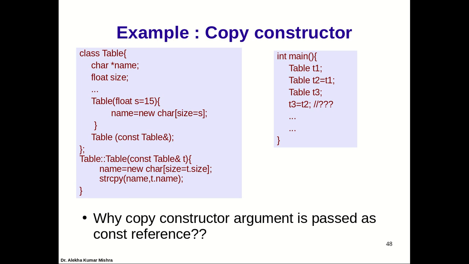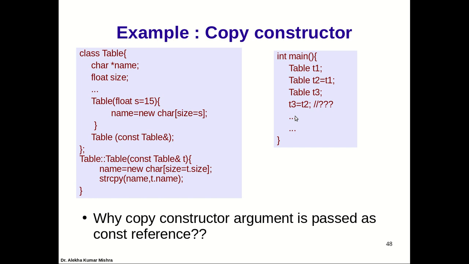Then in main, table t1 object is created, then table t2 equal to t1. The copy constructor is called. Table t3, a new object is created. But when you write t3 equal to t2, some people assume that this calls the copy constructor. No, it is still the bitwise copy assignment. If you do it like this, it is always the bitwise copy assignment. It is not going to call the copy constructor. The copy constructor is only called when you write t2 equal to t1 or you write t2 with t1 in parentheses.